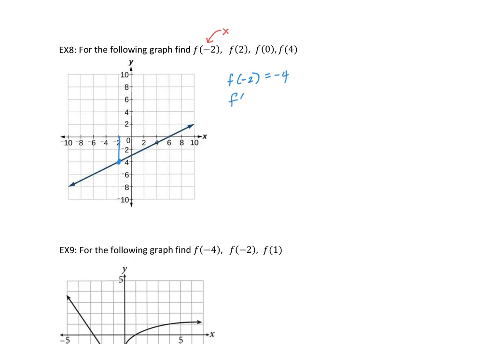What is f of 2? So we go to the x value of 2, we go down to the graph, and we figure out what y value goes with an x value of 2. And that would be a y value of negative 2.